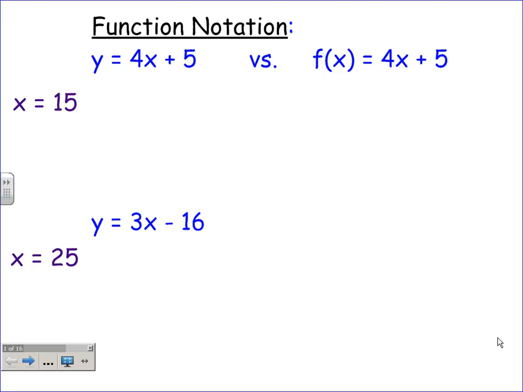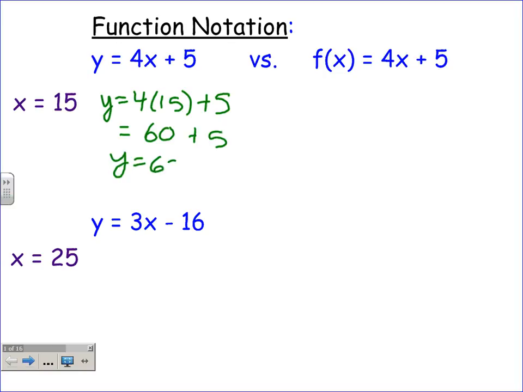So the very first thing we need to do, though, is talk about function notation for a second so we can make sure that we can write this correctly. In the past, you've seen something that looks like this: y equals 4x plus 5. And we know how to substitute 15 into this. This is going to be y equals 4 times 15 plus 5. 4 times 15 is 60. We say 60 plus 5. We have y equals 65.